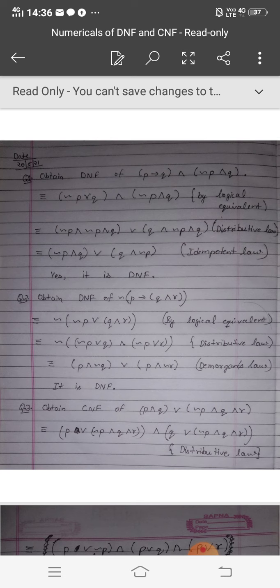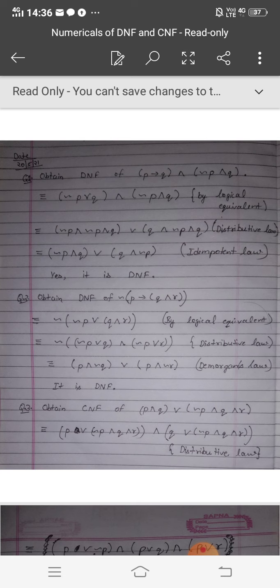Second, obtain DNF of the whole bracket not P implies Q and R. Just try to solve this question. You can replace implies as we did in question number 1. P implies Q is not P or Q. Similarly here, by logical equivalence, in the bracket not P or Q and R.